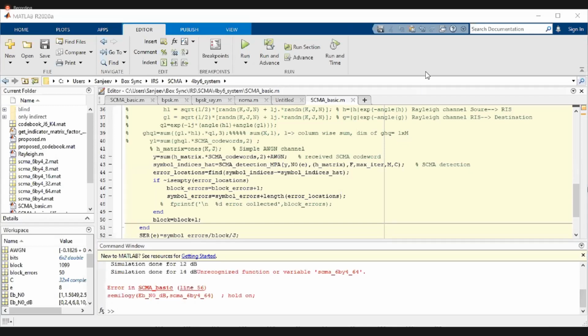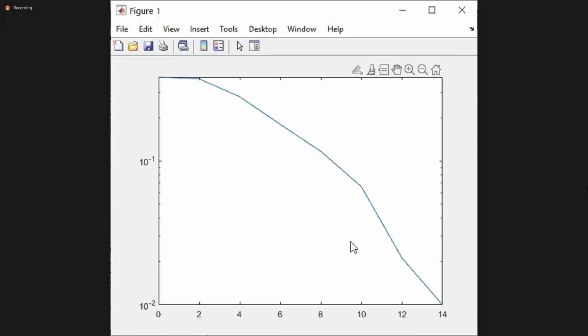So that is the plot. I'm just showing you. Can you see this plot? Yes, sir. So this is the SER on the y-axis and this is SNR in dB.